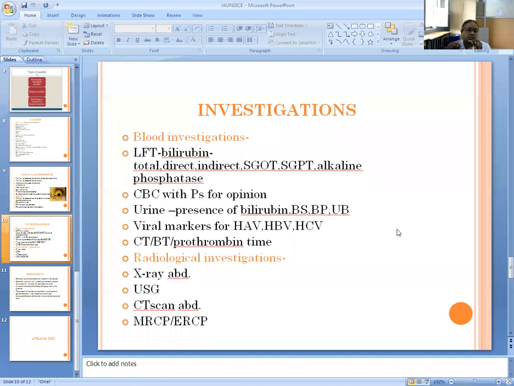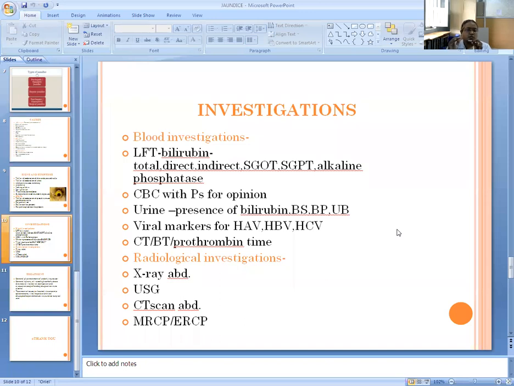Then if you are suspecting it can be viral hepatitis, which is again the most common cause of jaundice, like hepatitis A, hepatitis B, hepatitis C, hepatitis D, you have to do viral markers for hepatitis A, B, and C, mainly the IgG and IgM antibodies.